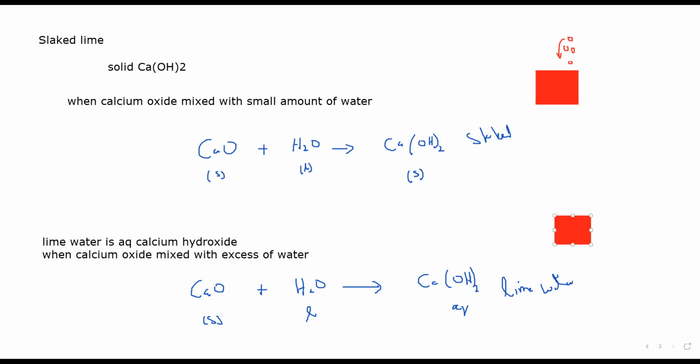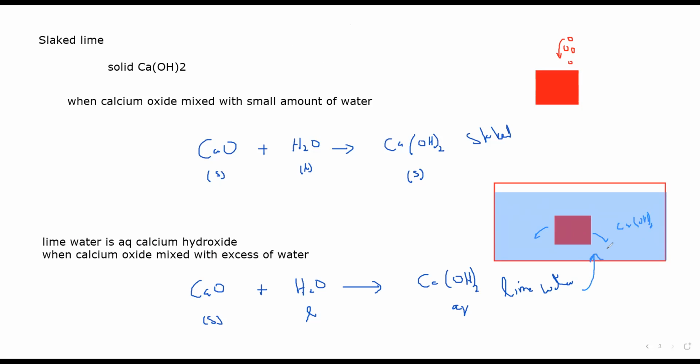By adding too much water, or dissolving it in water. When too much water is added, this is sparingly soluble, so it will dissolve. And when it dissolves, the solution will turn into aqueous calcium hydroxide, which is also known as lime water. So there's a small difference between slake lime and lime water. Chemically both compounds are the same, but slake lime is a solid calcium hydroxide, whereas lime water is a sparingly soluble calcium hydroxide.